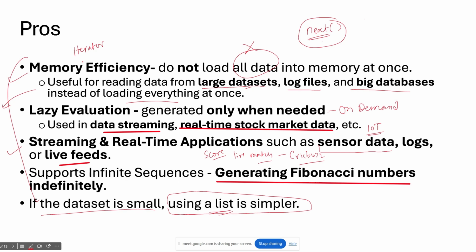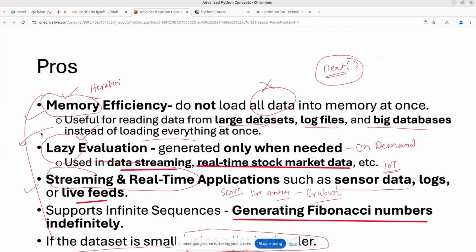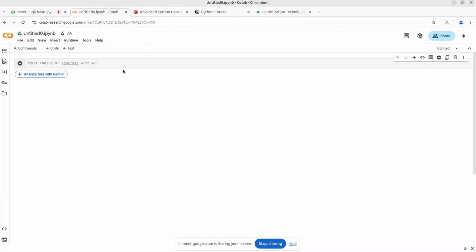when you want to save memory and do the processing faster, use an iterator. If you want to do some lazy evaluation, then use it. If you are working with real-time streaming data, then you can use an iterator. All right, so let me show you how we can create this, and then we will move ahead.